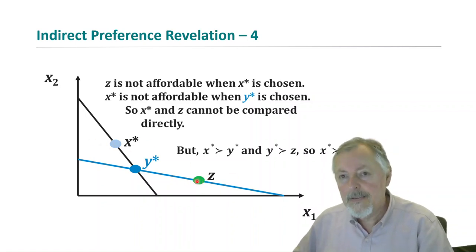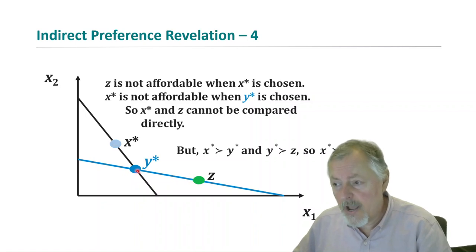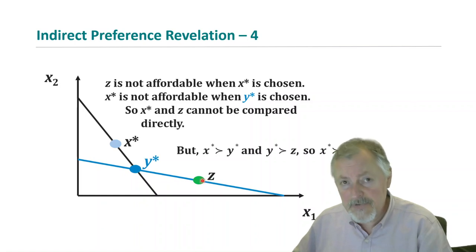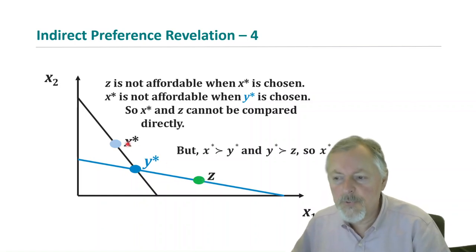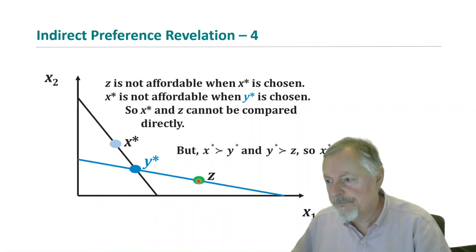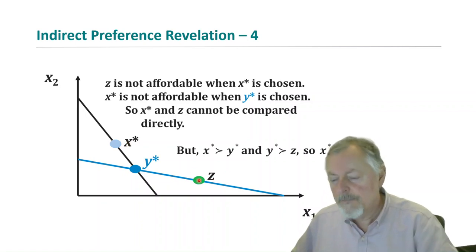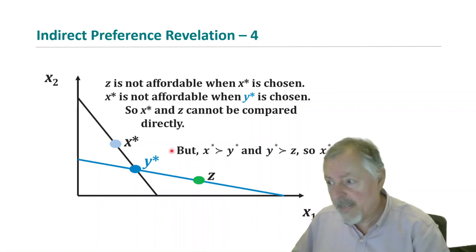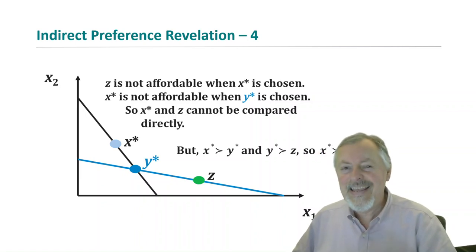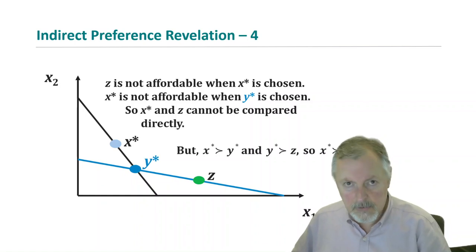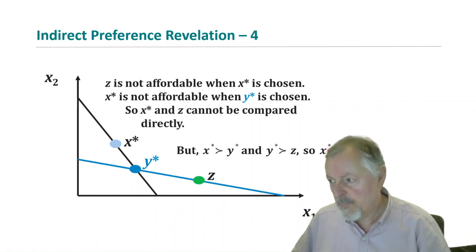But they have revealed they prefer X to Y, and they have revealed they prefer Y to Z. Therefore, by transitivity, even though we have not witnessed it, we know this person prefers X to Z. We call this new information, that the person prefers X to Z, indirectly revealed. We say this person has indirectly revealed they prefer X to Z.